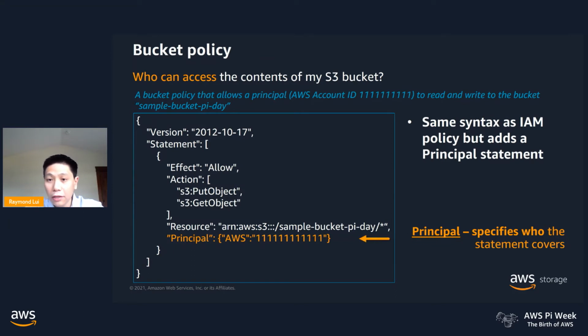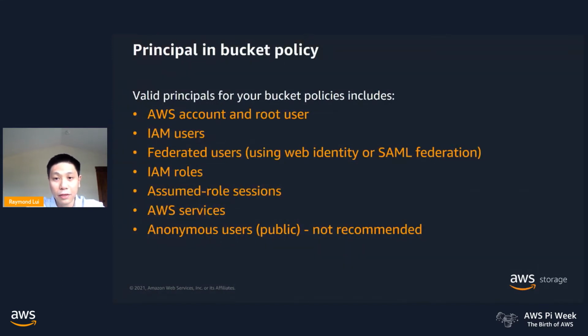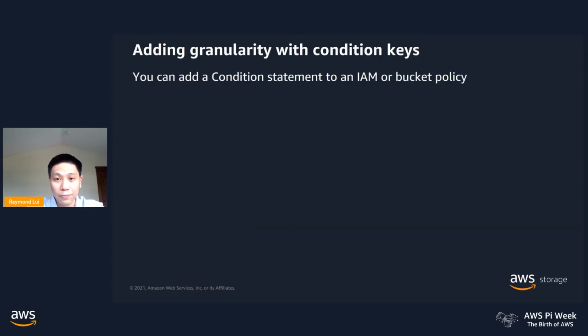Here in this example, the bucket policy allows AWS account ID 1-2-1-2-1-2 to read and write objects to the bucket called sample bucket Pi day. The principal statement in bucket policy can accept a variety of inputs, including AWS account and root user, IAM users, federated users, IAM role, assume role sessions, AWS service principals, and anonymous users.